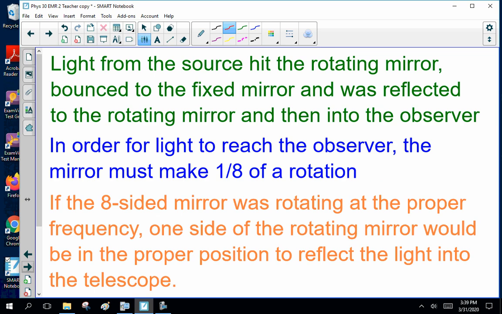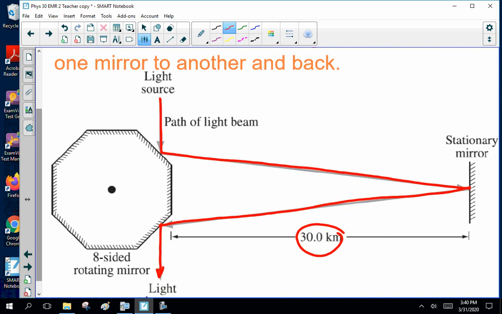Now, light from the source hits the rotating mirror, bounces to the fixed mirror, is reflected back to the rotating mirror, and then into the observer's eye. Now, the big thing here that gets most people is that in order for light to reach the observer, the mirror must make 1/8 of a rotation. So that means this mirror is rotating. So this side was here, but it's rotating this way. So what happens is this mirror comes to here, and it must be exactly there for it to work.